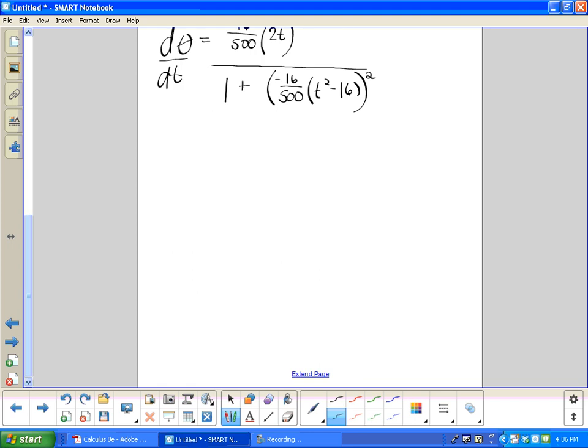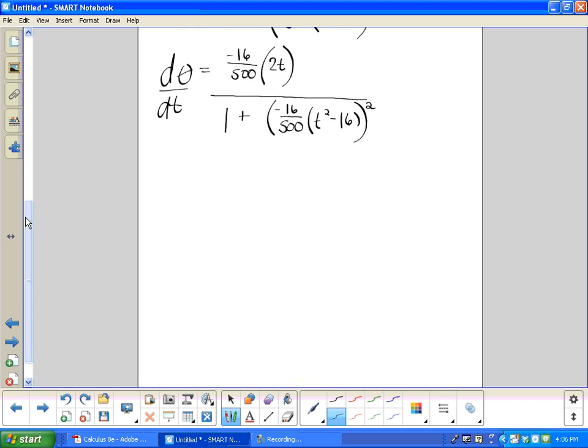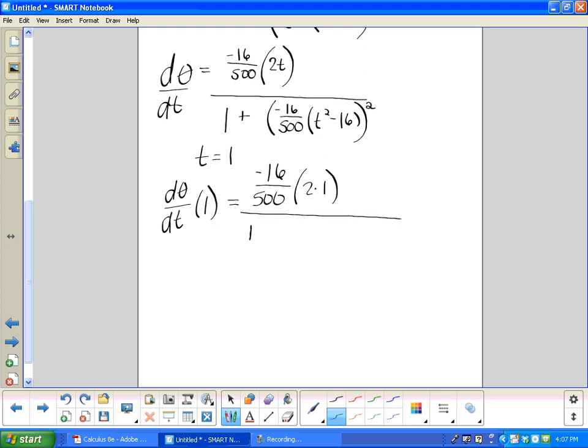So now we want to find d theta dt when t is equal to 1. So I want to find d theta dt of 1, and this is going to be negative 16 over 500 times 2 times 1, divided by 1 plus negative 16 over 500 times 1 squared minus 16, all squared. If you plug this all into your calculator, you get about 0.052 radians per second.